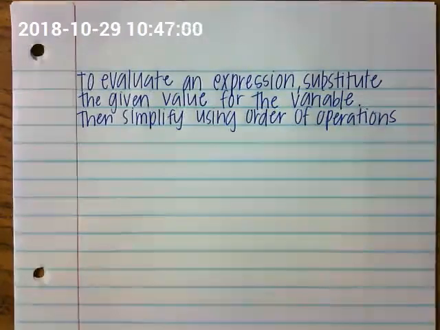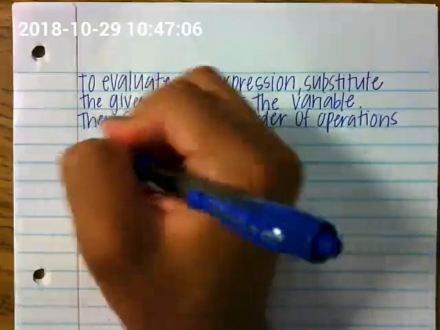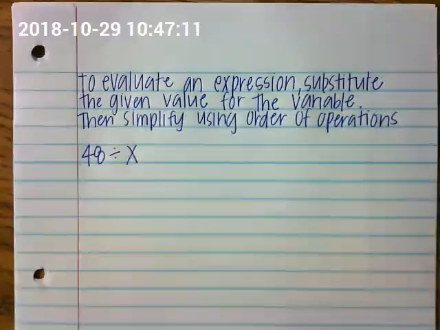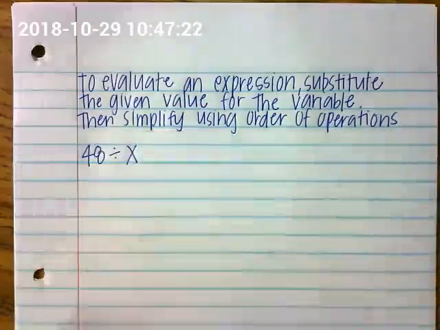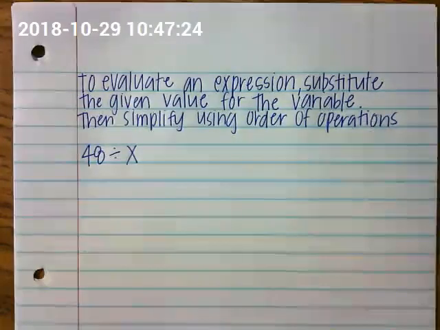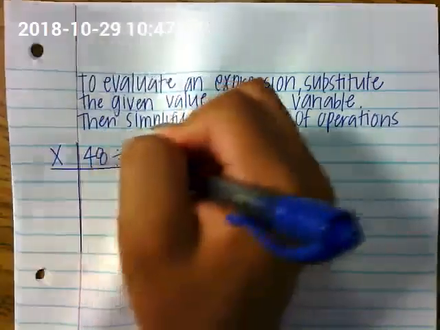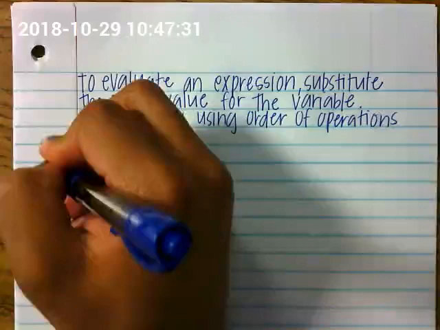So the first one I want us to do is 48 divided by x. This is our expression, 48 divided by x. And x is going to be equal to a number of different numbers, not things.